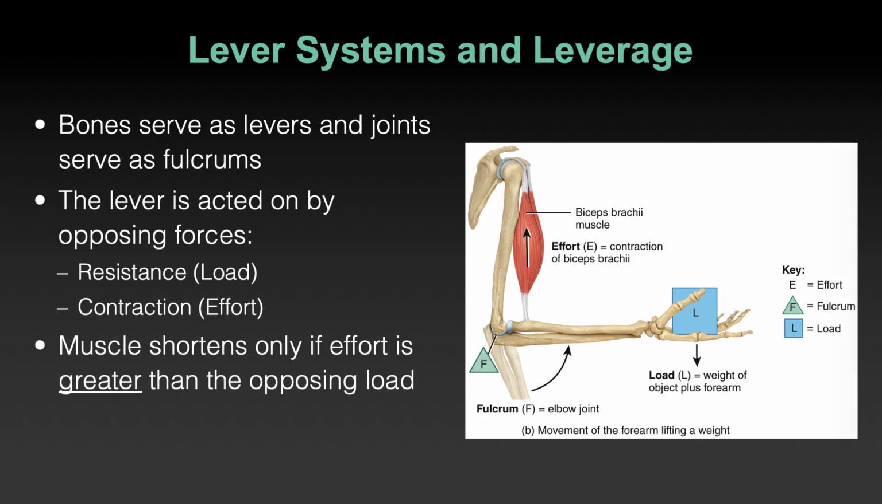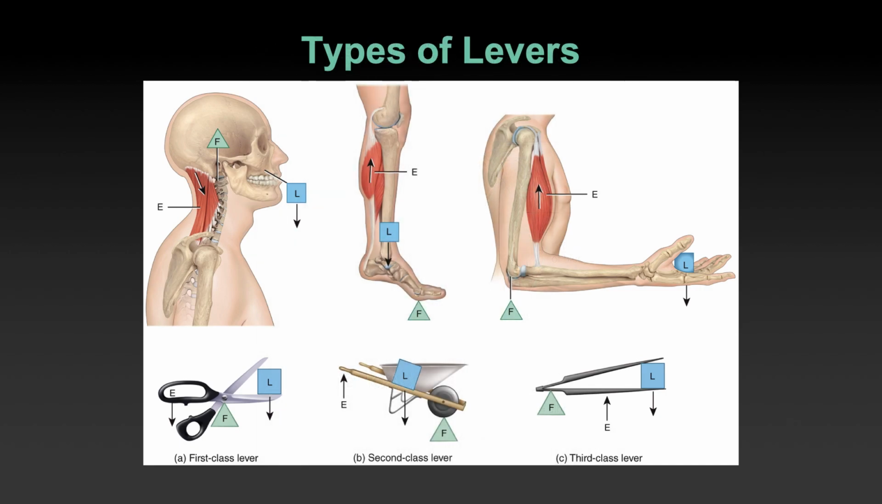There are other types of levers in the body. The same points hold true. Muscle will only shorten when it contracts, and movement will only occur if the force is greater than the oppositional load.